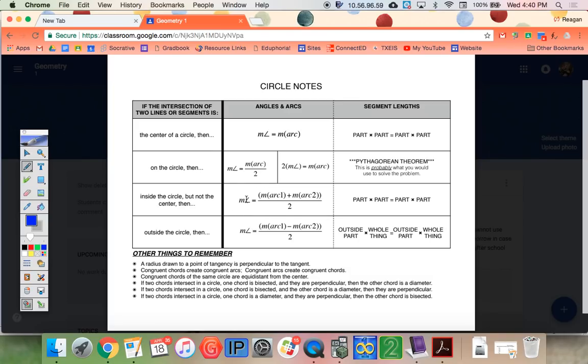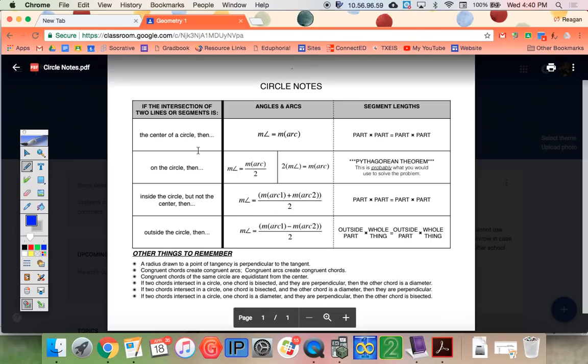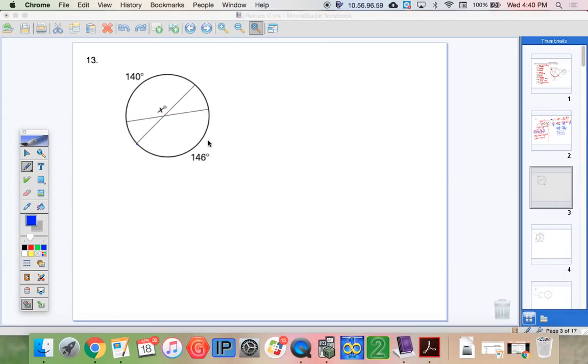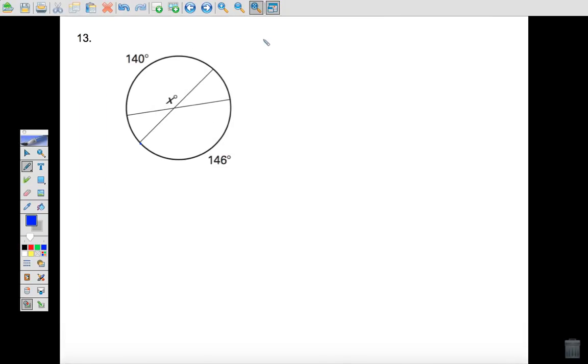So what you do to get the angle is you add your two arcs and divide by 2. See how helpful that is? If you have it. So we add the two arcs that we have, 140 plus 146 divided by 2 equals our angle, which is x. Now I think on our page it had the x over here. It shouldn't matter. But if it confuses you, you can do it the other way.